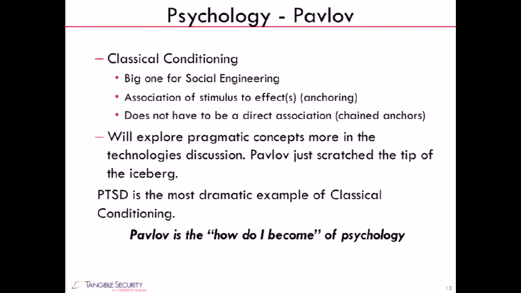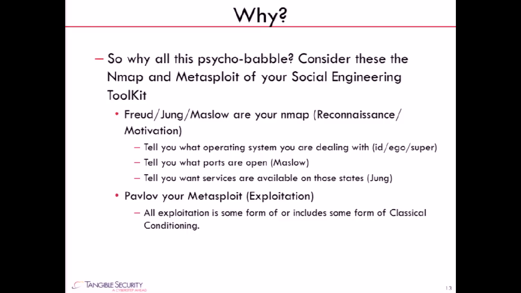Okay? Go ahead. And Pavlov's the how do I become. So, to put this in hacker's terms, these guys are your nmap and your Metasploit. Freud, Jung, and Maslow are your nmap. Your id, ego, superego, that's like picking your operating system. Your id's your Microsoft, your ego is your Linux, and your superego is your Mac, all right? Maslow tells you what ports are open, and it kind of looked like that, didn't it?